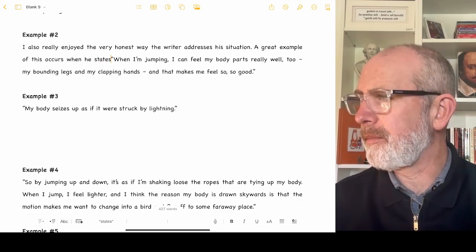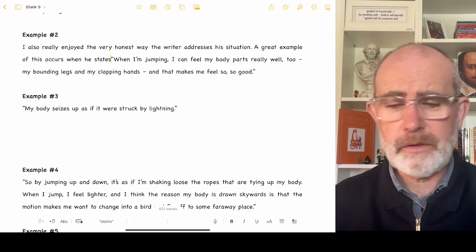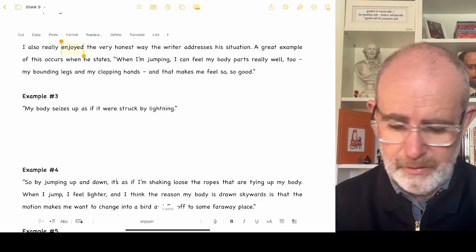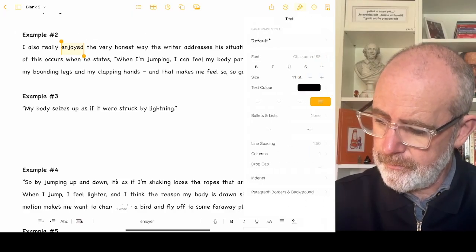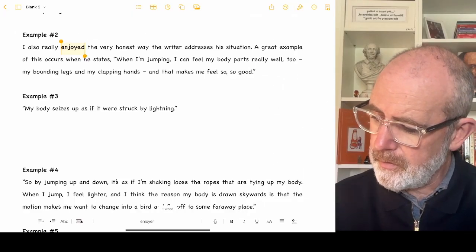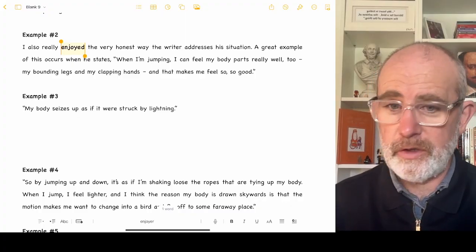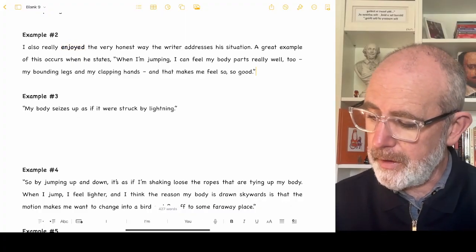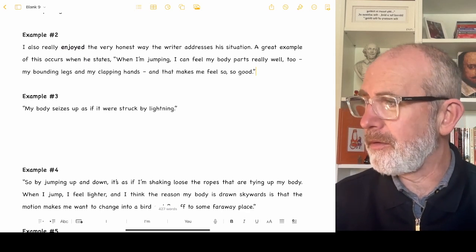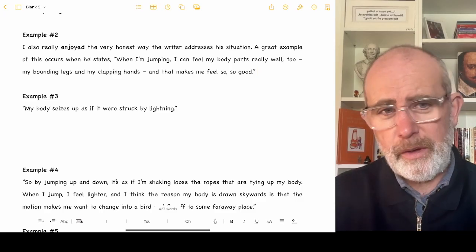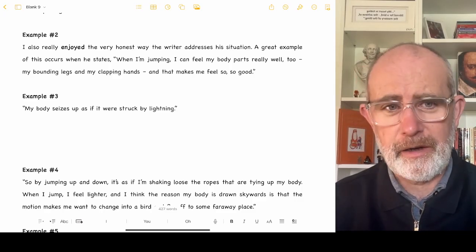And now here I am again, bringing in my quote. So now we have, I also really enjoyed the very honest way the writer addresses the situation. A great example of this occurs when he states, when I am jumping, I can feel my body parts really well too, my bounding legs and my clapping hands, and that makes me feel so, so good. Now, where's the style? What can you say about the language there? So here we go.